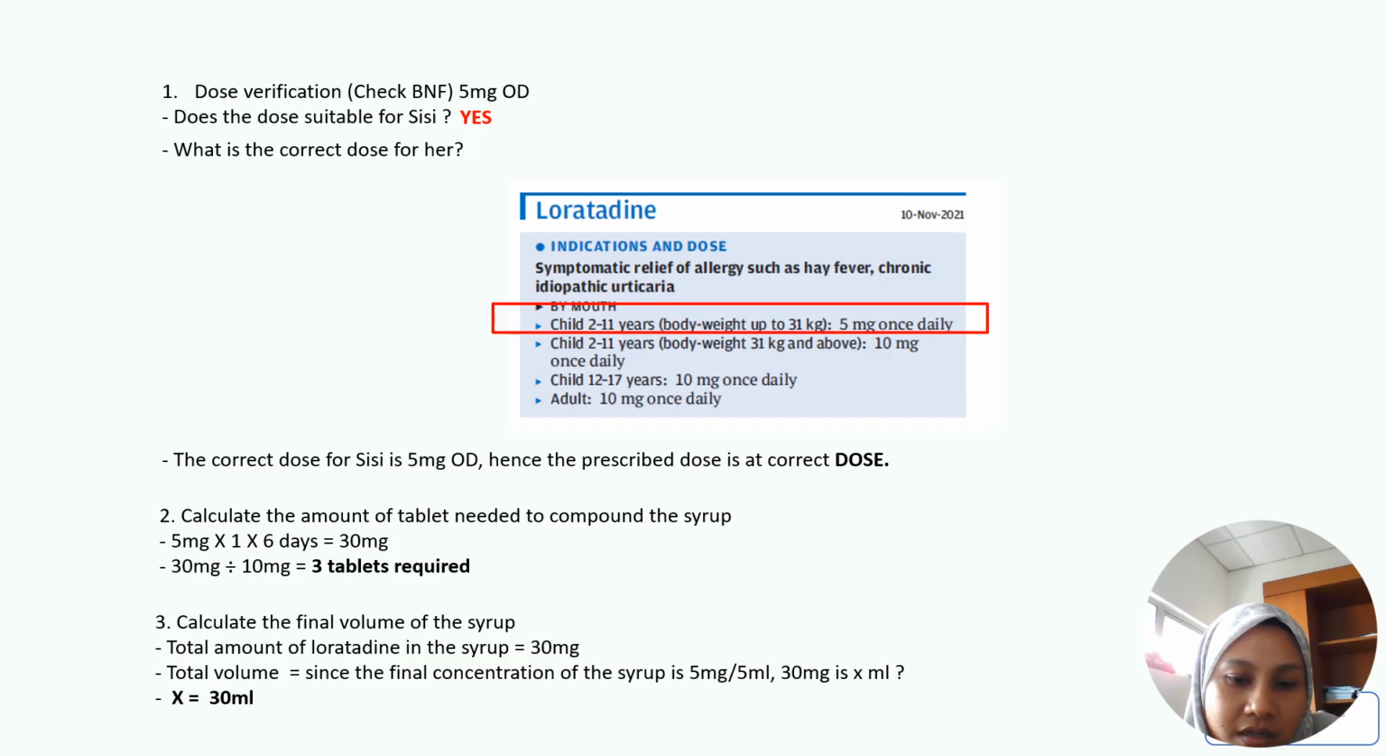Then we want to know the final volume of the syrup that we have to make. The final concentration given here is 5 milligram per 5 ml. So what about 30 milligram? You have to do the cross multiplication to get X. If 5 milligram is contained in 5 ml, 30 milligram would be contained in 30 ml. So the final volume would be 30 ml.